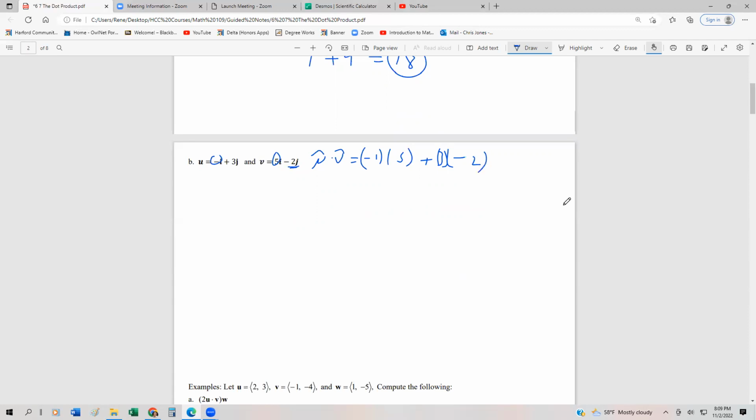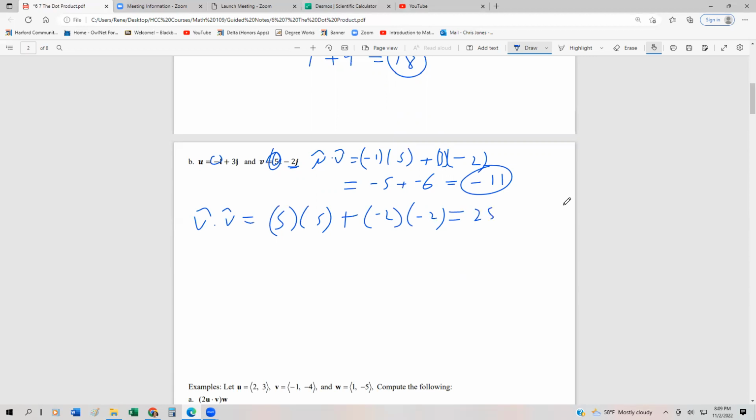All right, so x components multiplied, y components multiplied, and we add. That's going to be -5 plus -6, which is -11. And then v dot v, that's going to be 5 times 5. So we're just multiplying 5 by itself plus -2 times -2. In this case, that would be 25 plus 4, or 29. So that's all we have to do to find the dot product. Multiply numbers together, add them up.